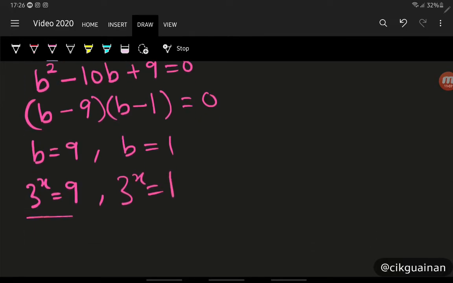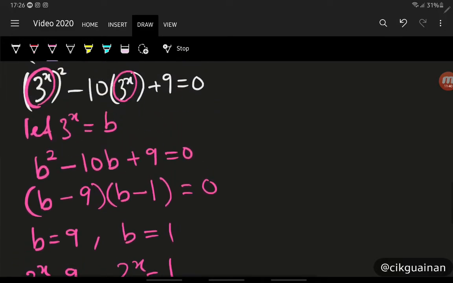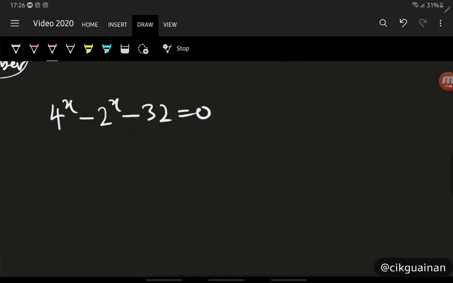Now for this one is the first case, right? So 9 can turn into 3 squared, and then 3 to the power of x. Therefore, over here x is 2. While this one, 3^x equals 1, because 1 is 3 to the power 0, therefore x equals 0. So for the first example, x equals 2 and x equals 0. Okay, so this is the first example. Let's have a look at the second example over here.